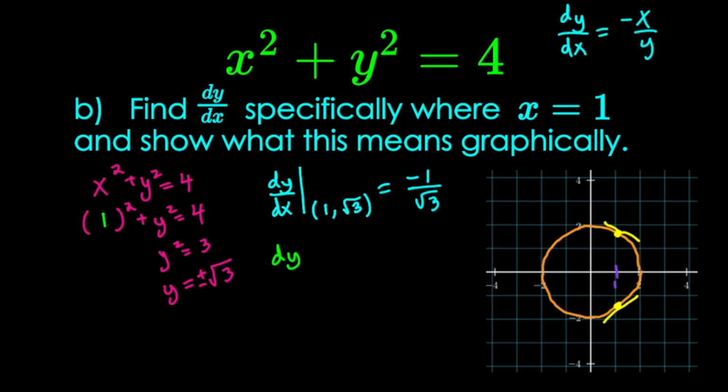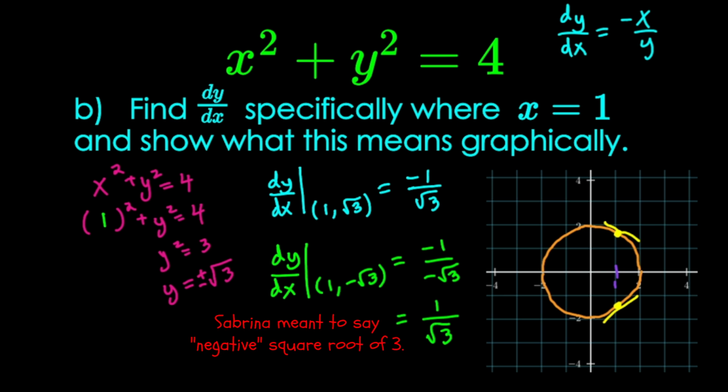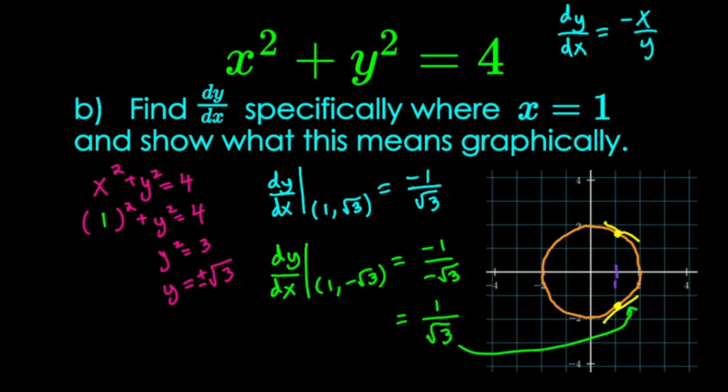But there's another point that has an x value 1. So the slope at (1, negative square root of 3) will be the opposite of the x value over the y value, negative square root of 3. And canceling the negatives will leave you with 1 over square root of 3. Now if you look at the picture, the point (1, square root of 3), we can see right here that the slope is positive, and that matches up with this idea.